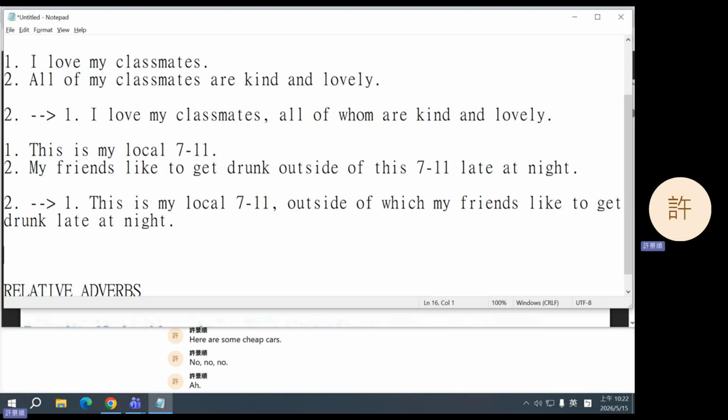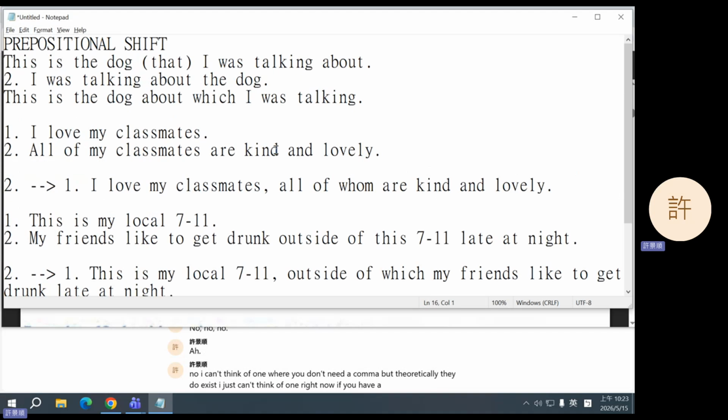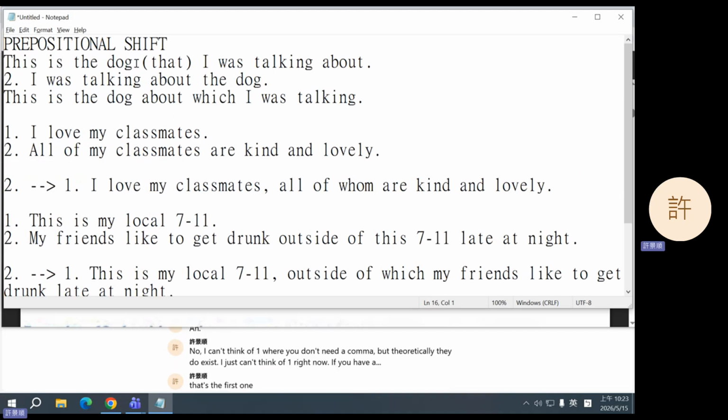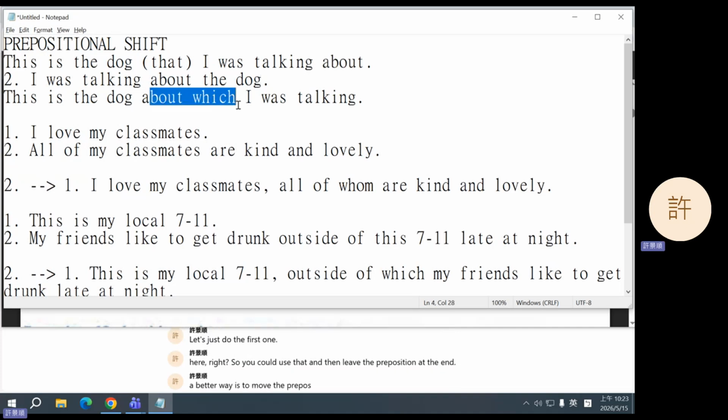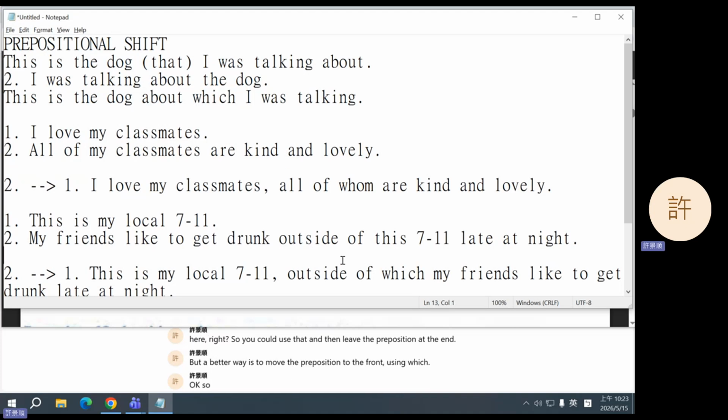No, I can't think of one where you don't need a comma, but theoretically they do exist. I just can't think of one right now. If you have that, that's just the first one here, right? So you could use that and then leave the preposition at the end, but a better way is to move the preposition to the front using which. Okay, so that's prepositional shift.